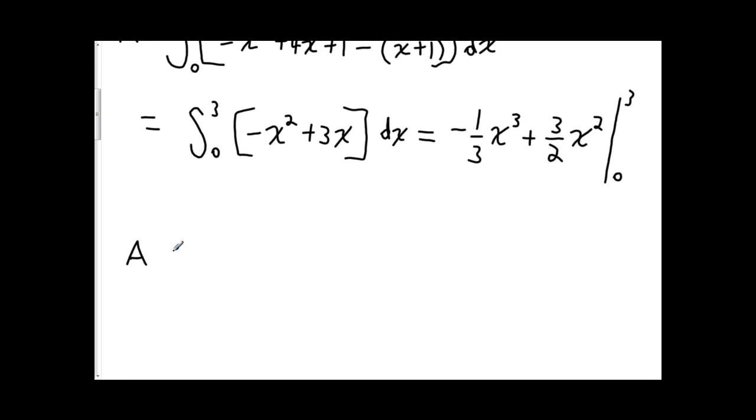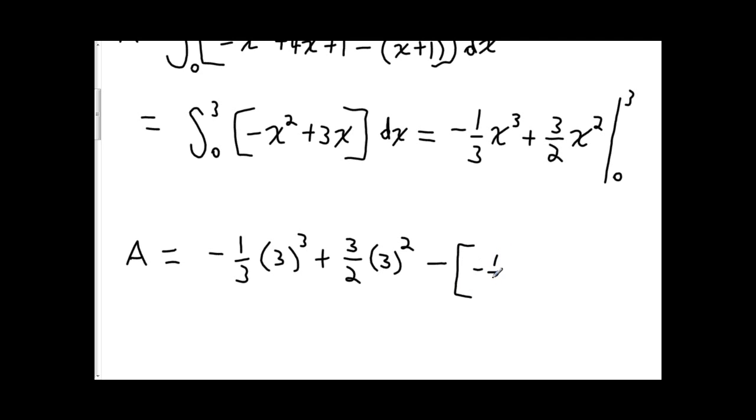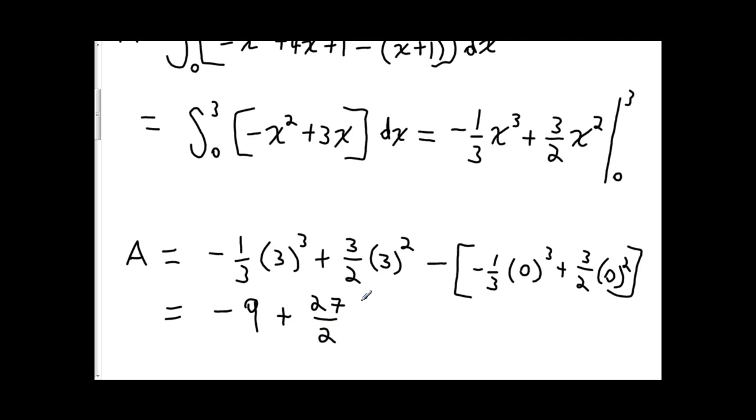So the area is equal to negative 1/3 times 3 to the third power plus 3/2 times 3 squared, and then from that we're going to subtract what we get when we plug in the lower limit, which is negative 1/3 times 0 cubed plus 3/2 times 0 squared. So this calculation will give us the area. Let's see what this equals. This first term would equal negative 9. The second term would equal 27/2. And those last two terms would just go to 0 because they're products that involve 0.